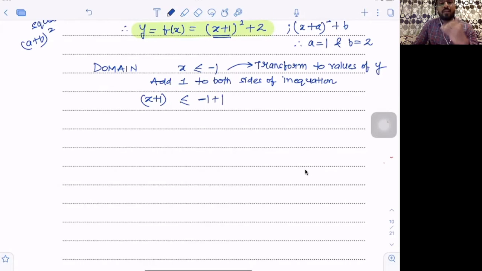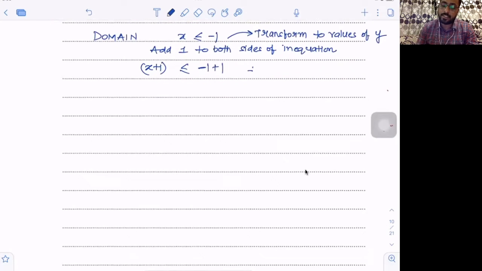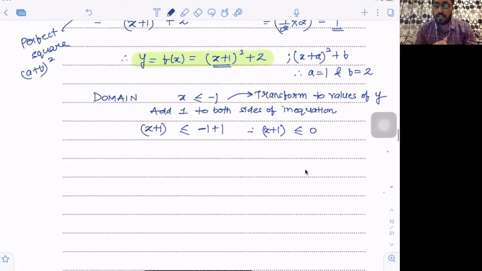So I'm adding +1 on both the sides. So you get x plus 1 and -1 plus 1. That means I can say x plus 1 is less than or equal to 0. Right, students? x plus 1 is less than or equal to 0. Now look at the expression for y. It is x plus 1 the whole square. I have got x plus 1, I want to do the square of it.